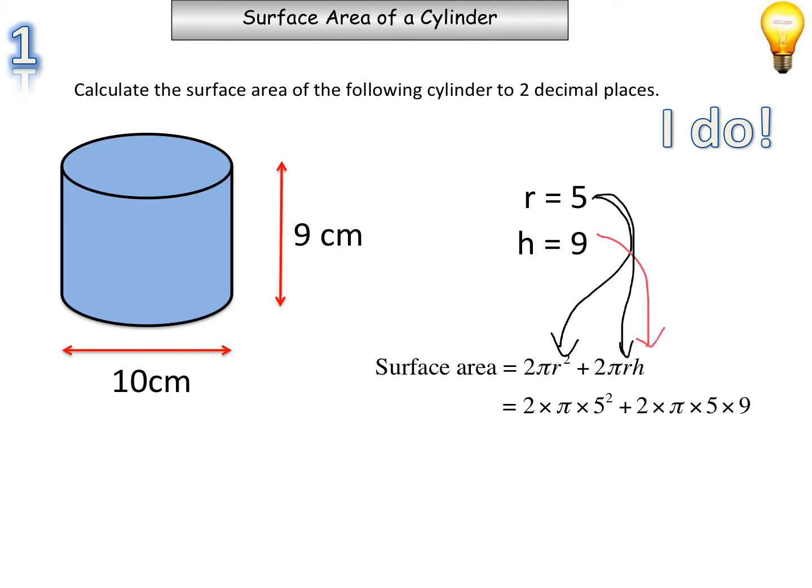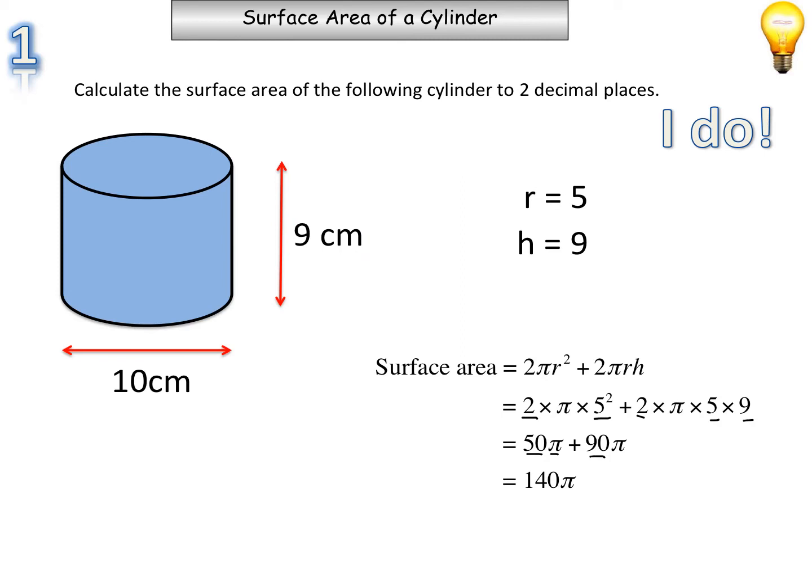Substitute those two values into your formula, so r as 5 and h as 9. So we have 2 times pi times r squared, which is 5 squared, plus 2 times pi times 5 times 9. Now I've used the exact values, so 2 times 25 is 50, times pi is 50 pi. 2 times 5 is 10, times 9 is 90 pi. So that's exact values, so you get 140 pi.